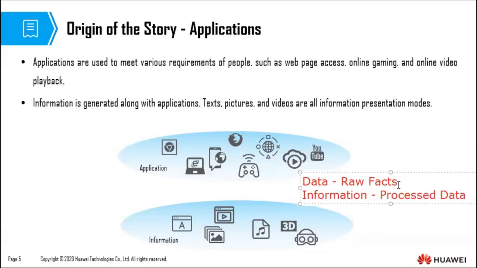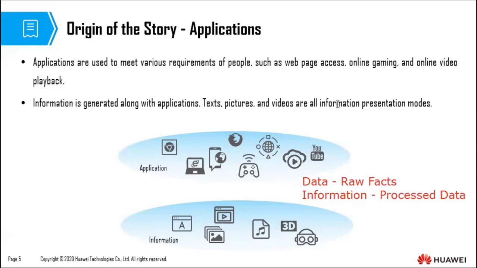Generally these facts, before you've been able to process them in a computer so that they can make more sense, are called data. After you've processed them and now they're easier to read and interpret, then they're what you call information.